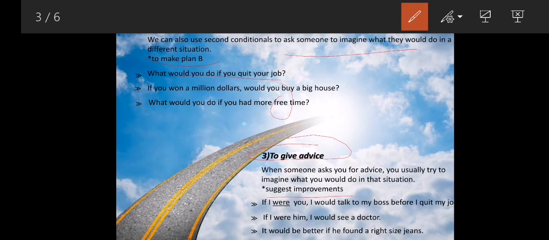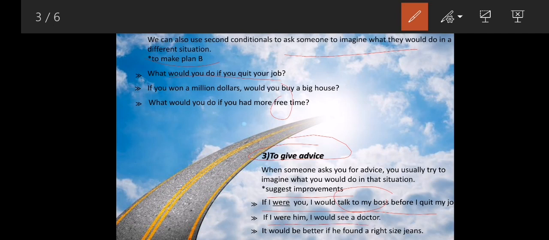Okay, the first example. If I were you, I would talk to my boss before I quit my job. In this sentence, actually, I'm giving you advice. You shouldn't quit your job. If you want to quit your job, you should talk to your boss.